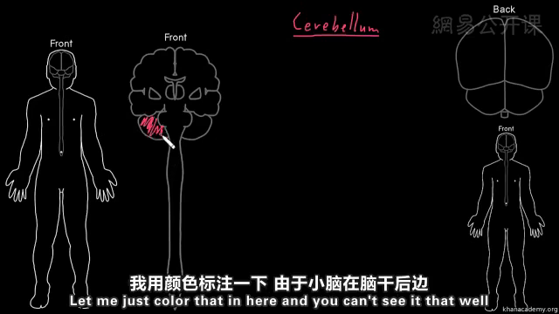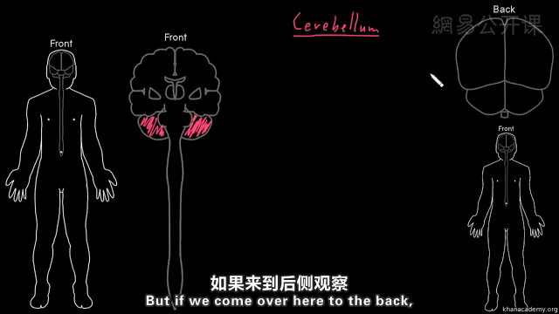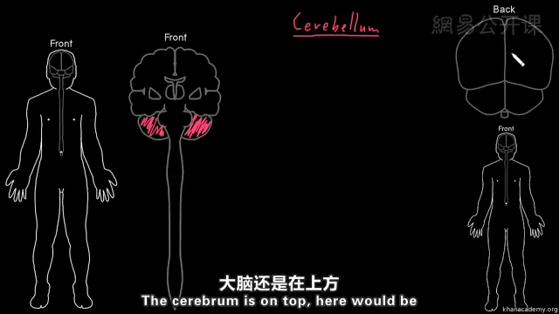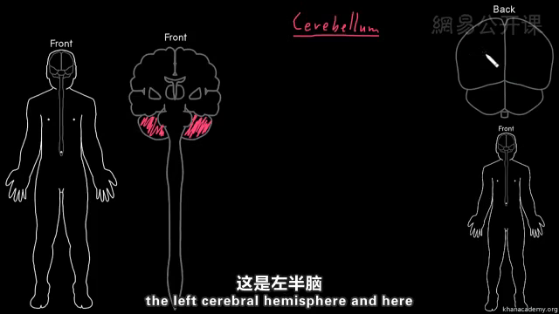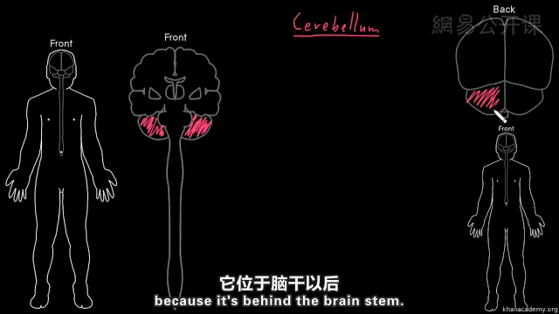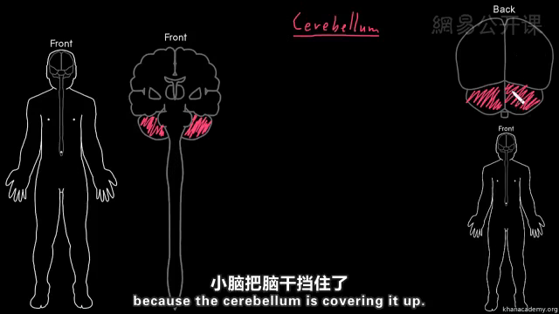Let me just color that in here. And you can't see it that well from the front because it's behind the brainstem. But if we come over here to the back, if we're looking at the back of the brain, the cerebrum is on top. Here would be the left cerebral hemisphere, and here would be the right cerebral hemisphere. And here you can see more of the cerebellum because it's behind the brainstem. So now we can't see much of the brainstem because the cerebellum is covering it up.